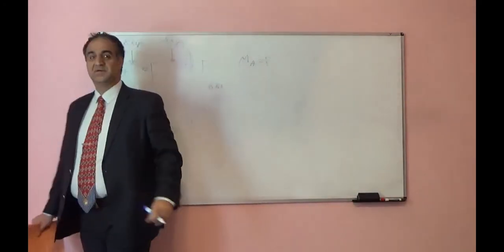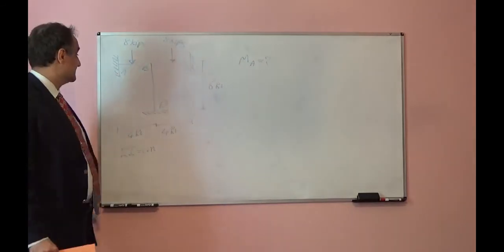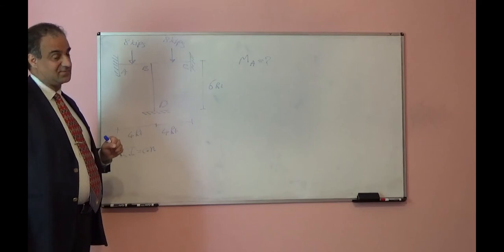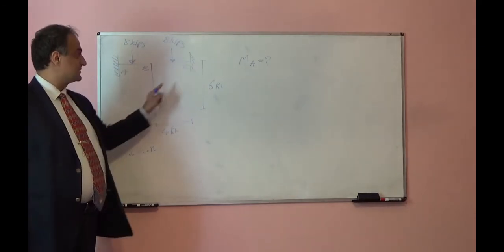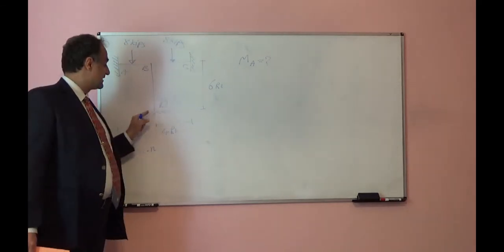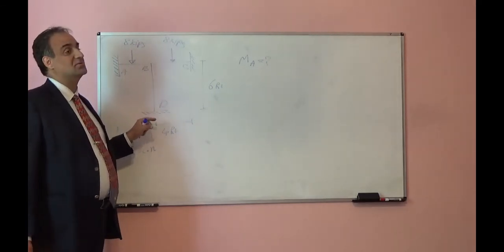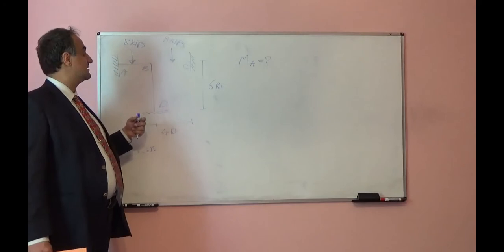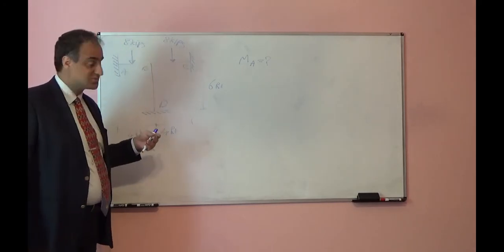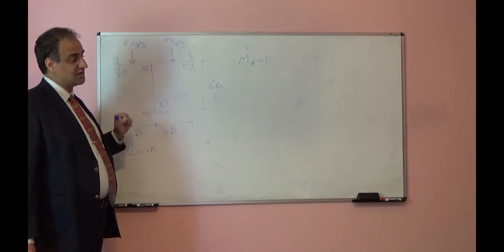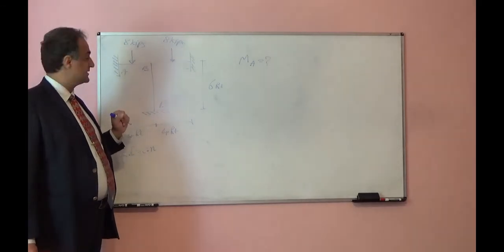How many degrees of freedom do we have here? How many nodes do we have? 1, 2, 3, 4 nodes we have. But 3 of these 4 nodes are attached using fixed supports to the ground, so they are not able to rotate. Rotation is equal to 0. Only joint B can rotate. So 1 rotational degree of freedom.